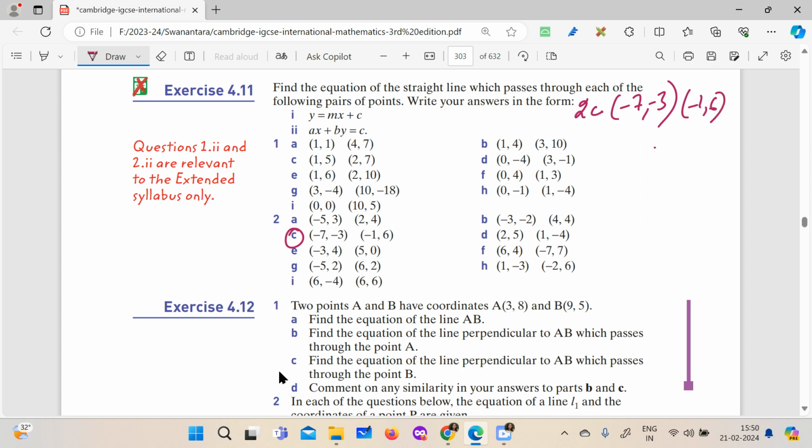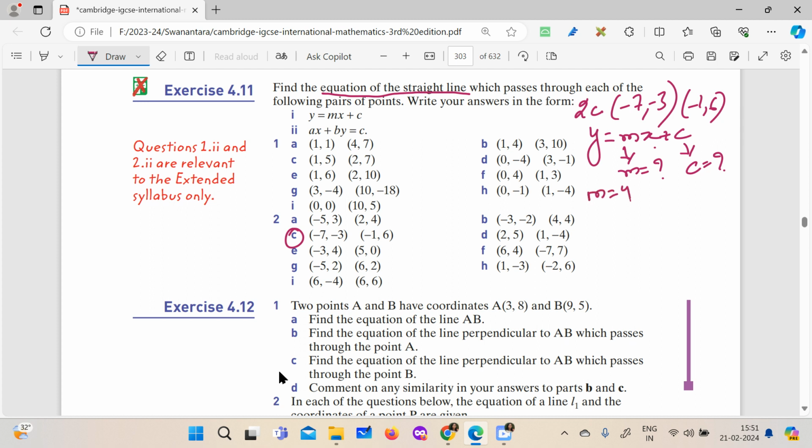We know that the question is about the equation of a straight line. Let me write that equation: y is equal to mx plus c. Now what we need to calculate, we must know the value of m, and then we must know the value of c to get the equation of the line, right? Yes. So my step 1 will be finding m.